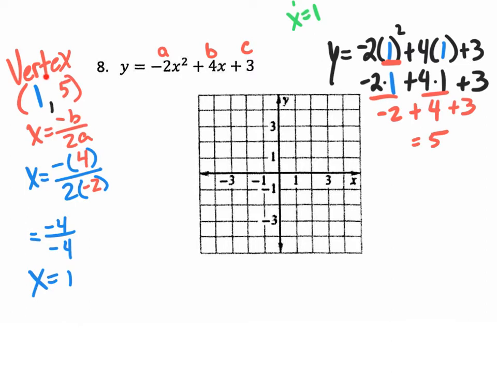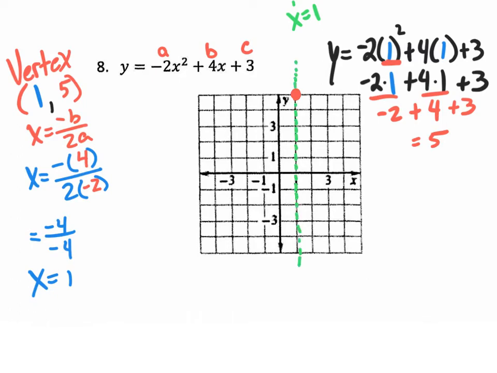So I have my most important point. Let's graph that most important point. 1 comma 5, 1 on the x, 5 on the y, you're right here, right on the edge of our 5 by 5 graph. Now, the very next thing to do after you draw your vertex is that vertical line called the what? Axis of symmetry, that's right.